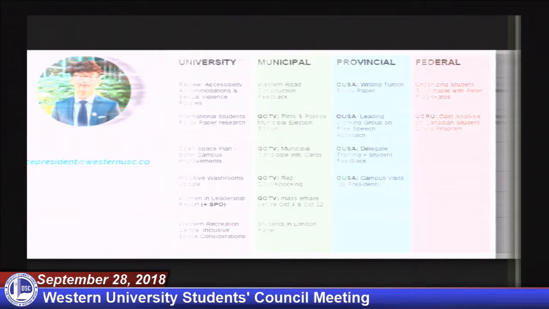So currently we are working with Student Experience to review the accessibility accommodations academic policy at the university, really making sure that we're trying to look at universal design when it comes to education in the classroom, making sure that it's accessible to everyone. And so that's one thing we're looking at. And we're also working with this AVP Student Experience to review the sexual violence policy, which kind of went through council about 2 years ago when the province mandated we had a standalone policy.